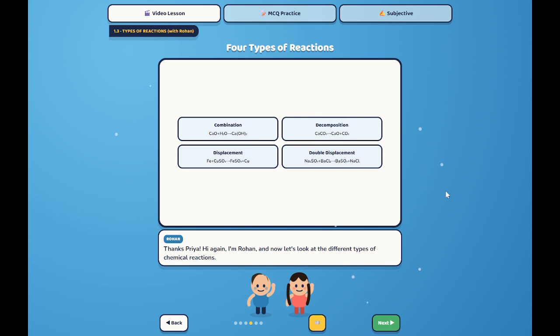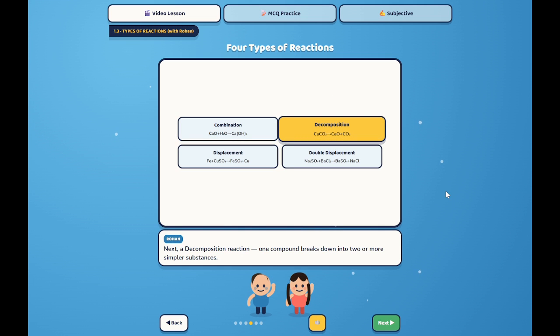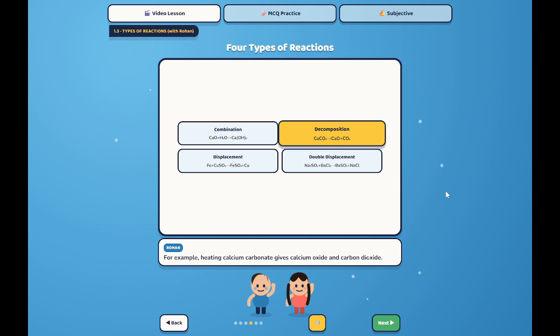Thanks Priya. Hi again, I'm Rohan, and now let's look at the different types of chemical reactions. First, a combination reaction. 2 or more substances combine to form one single product. For example, calcium oxide reacts with water to form calcium hydroxide. Next, a decomposition reaction. One compound breaks down into 2 or more simpler substances. For example, heating calcium carbonate gives calcium oxide and carbon dioxide.